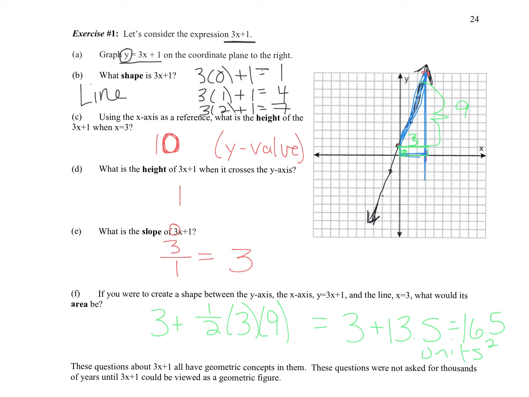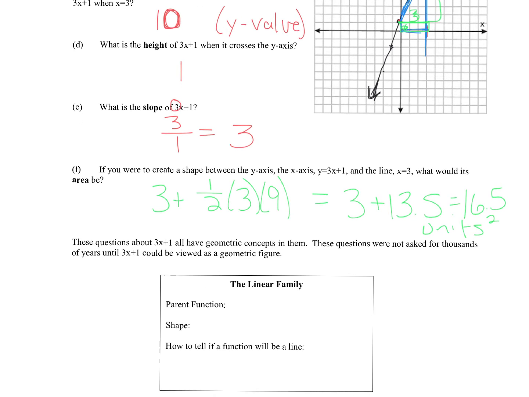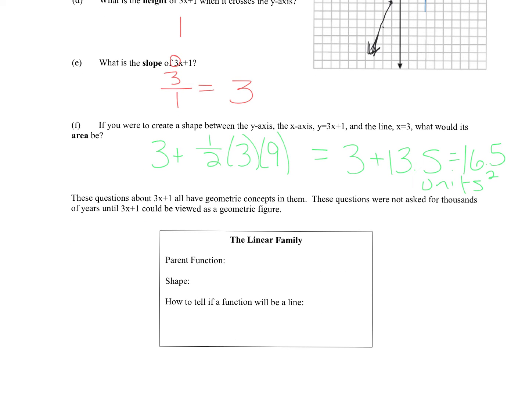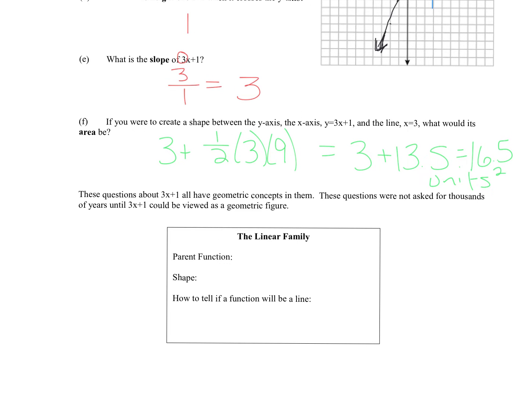So moving down the page, it says these questions about 3x plus 1 all have geometric concepts in them. These questions were not asked for thousands of years until 3x plus 1 could be viewed as a geometric figure. So when we take these algebraic expressions and we put them on graphs and we start to look at their shapes, they form families of what we call functions. So the parent function basically is like, what's the simplest thing I can make that's in that family? So for a line, we're looking at the linear family, we got a straight line. The simplest line is just y equals x. So we would say that's the parent function for lines.